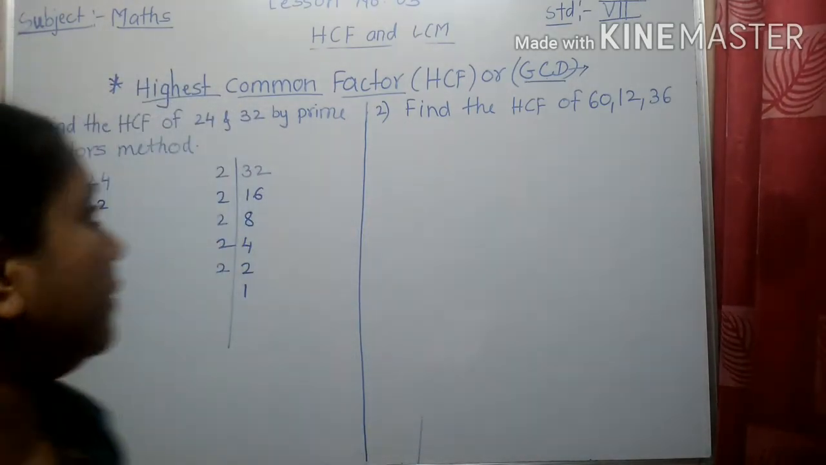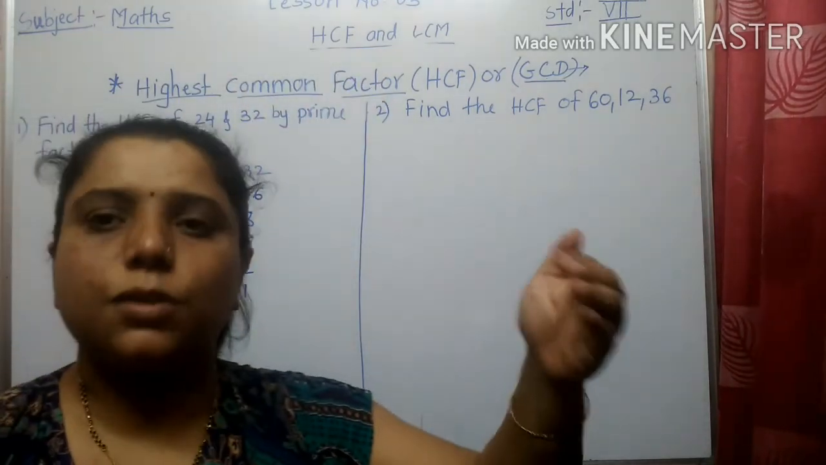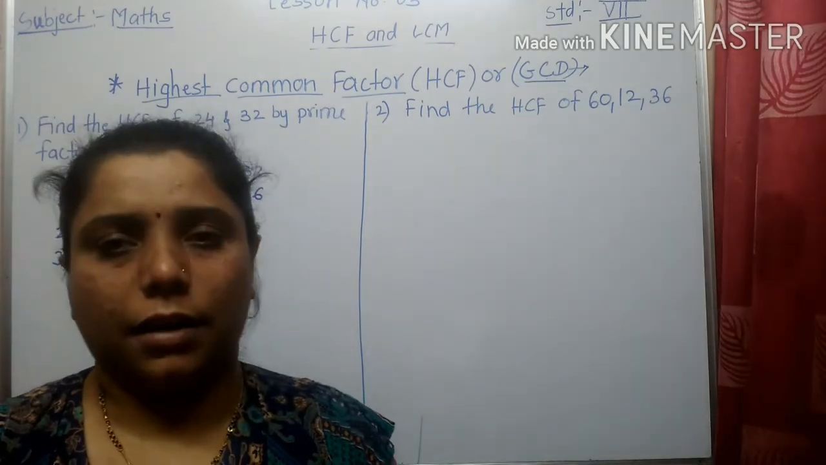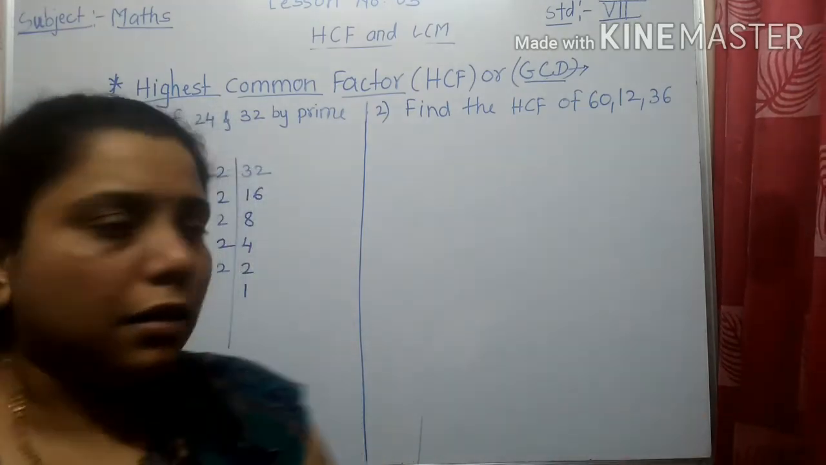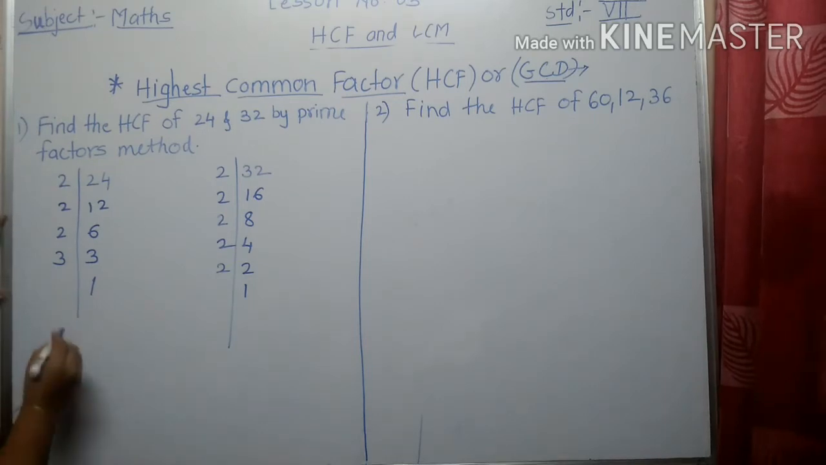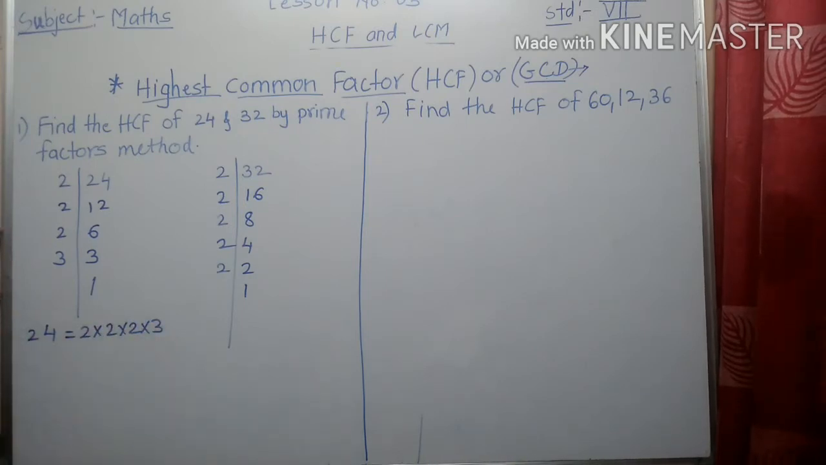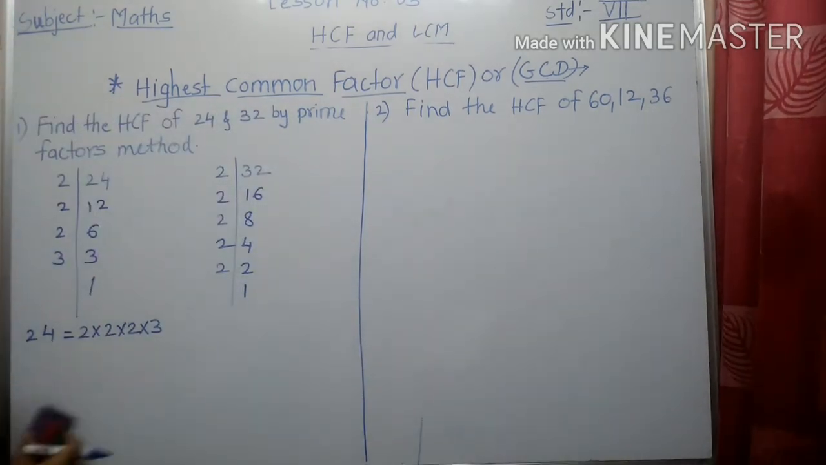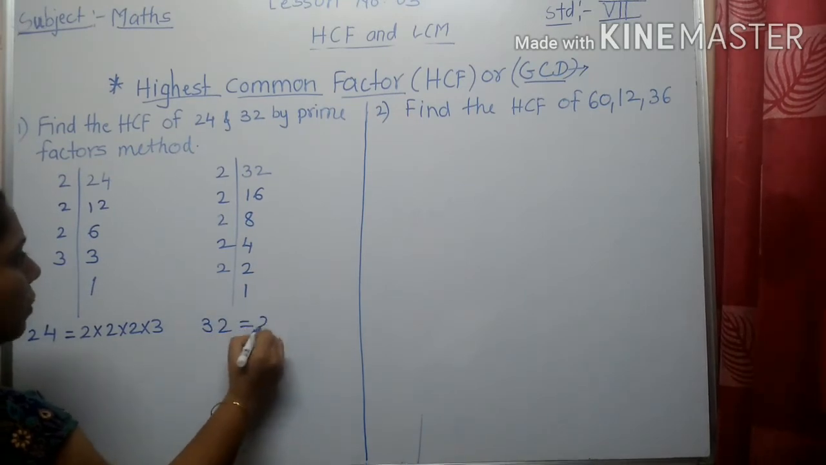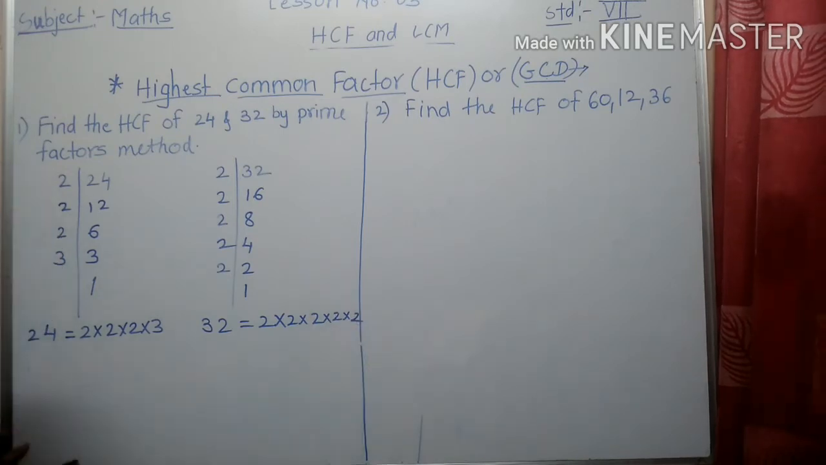Now, what is our concept? Highest common factor. So from both the numbers, you have to first find the common factors, and after finding the common factors, you have to select the highest one. Now see how to find it. How to write 24 with the help of the horizontal method? 2 into 2 into 2 into 3. So these are the factors of 24. Now, what are the factors of 32? The factors of 32 are 2 into 2 into 2 into 2 into 2.